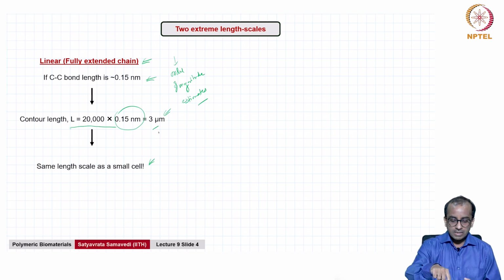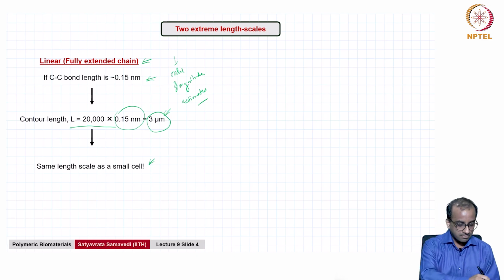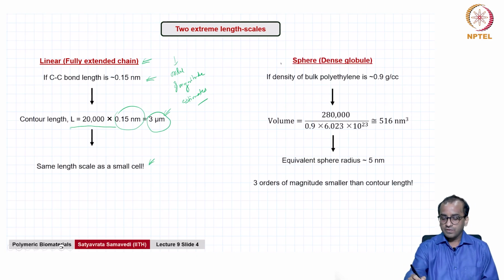So, note down this length scale here for the contour length. The other extreme is for the sphere or the dense globule, right. Now, if you approximate that shape as a sphere, one can think of a length scale associated with it as being equivalent to a sphere radius. And to get radius, you will have to get that from volume, and for volume you will have to rely upon mass and density. So, again we will do that same thing that we did earlier for the fully extended chain, which is to do back of the envelope calculations to get a sense of the order of magnitude of what we are dealing with here.